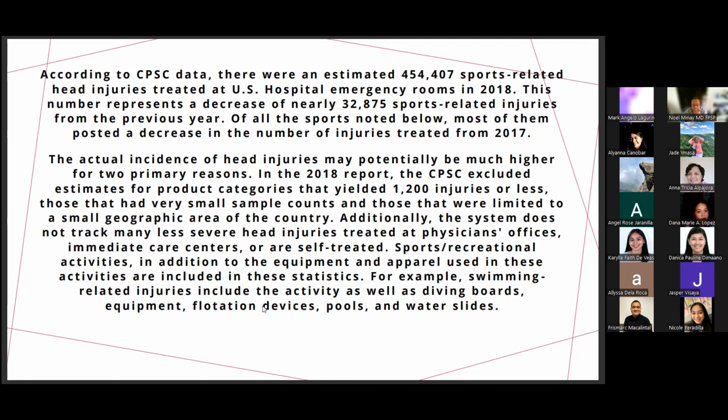This is the rate in the US of those injured in sports, and the actual incidence of head injuries may potentially be much higher for two primary reasons. In the 2018 report, the CPSC excluded estimates for product categories that yield 1,200 injuries or less, those that had a very small sample count, and those that were limited to a small geographic area of the country. Additionally, the system does not track many severe head injuries treated at physician offices, immediate care centers, or that are self-treated.